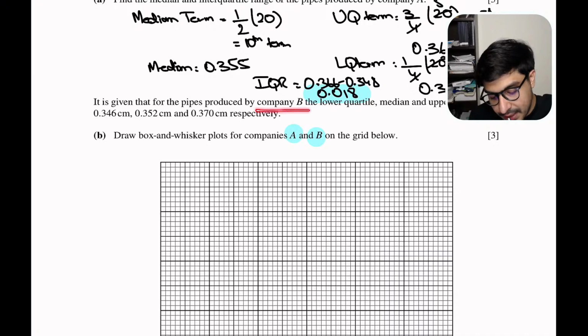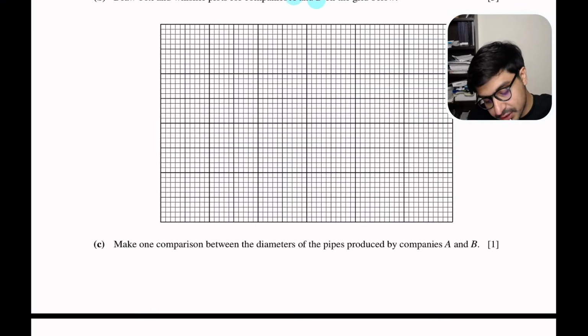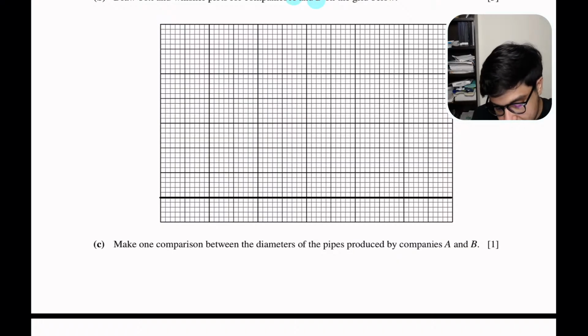The lower quartile for company B is given, the median is given, and the upper quartile is given, and we need to draw the two box and whiskers again. To draw the box and whisker, the first thing we need to do is mark the x's over here. So this is how we're going to mark the x's, and now we need to draw the box and whisker.